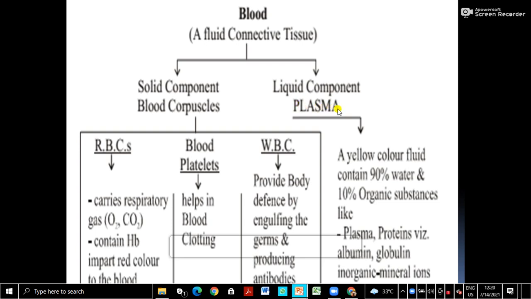It is fluid because of the plasma, and these cells are present in the plasma. So this is a yellow color fluid, containing 90% of water. See, the major component of it is water, and 10% is other organic substances like plasma proteins. Plasma proteins are of different kinds: albumin, globulin, and one more, fibrinogen. Then other inorganic mineral ions are there, like sodium ions, chloride ions, etc. So these are the components of the blood.